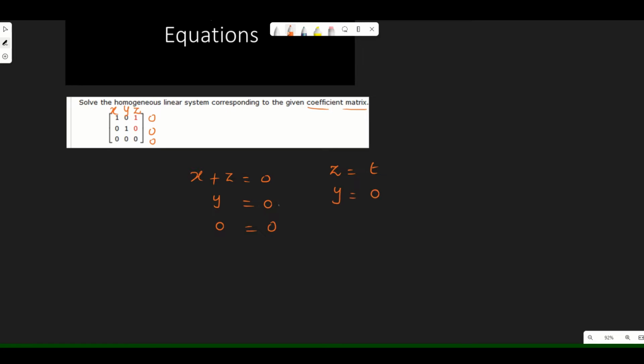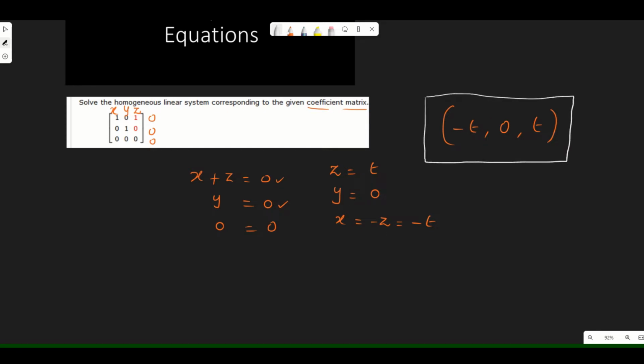If z is t and y is already 0, no need to change anything there. From this equation, y is 0. In the first equation, I have x equal to negative z, which is negative t. So I get the solution where the x value is negative t, the y value is 0 and the z value is t. So this is the solution for the given system of homogeneous equations.